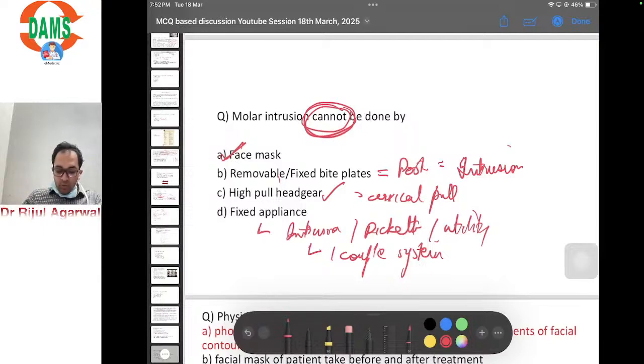Okay, so I hope most of you were able to eliminate C and D. There was a confusion between A and B. Face mask cannot be used for molar intrusion. Rather, it somewhat leads to extrusion of the molar, because of the pulling effect. The maxilla is pulled in the downward and forward direction. So along with it, the posterior teeth are somewhat extruded.